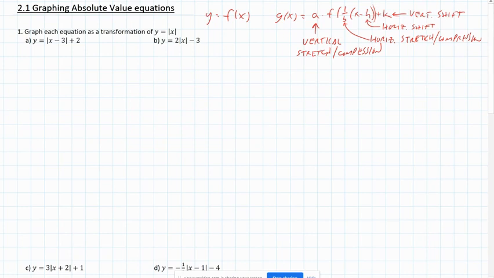So in example A, y equals absolute value of x minus 3 plus 2. The h is 3, so that causes a shift right 3, and the plus 2 at the end is the k. K equals 2, so that's going to cause a vertical shift up 2. So we'll start with our parent function, which is just an absolute value graph.